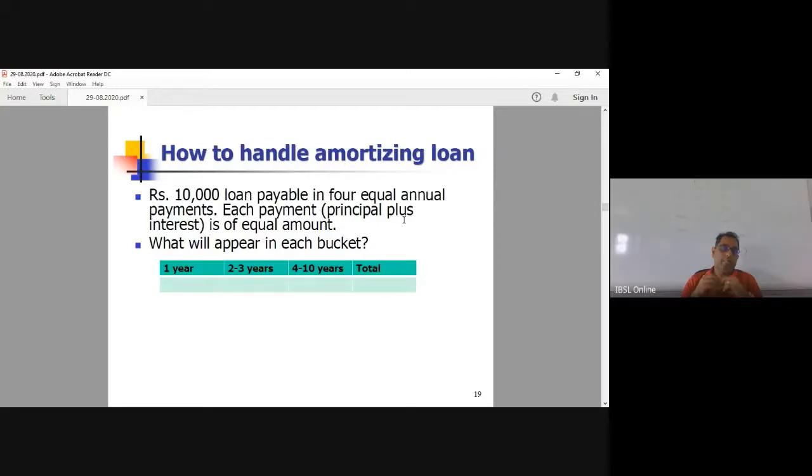So basically, an amortizing loan is where you know there are repayments in between, and you know what the repayment schedule is looking like, or what it should be like. You can schedule it out at the beginning, so you know what the amortization is over a period of time. So look at this example on slide number 19. There's a $10,000 loan in 4 equal payments. Each payment has a principal plus interest. What will appear in each bucket? So we have 4 columns there: 1 year, 2 to 3 years, 4 to 10 years, and then the total.